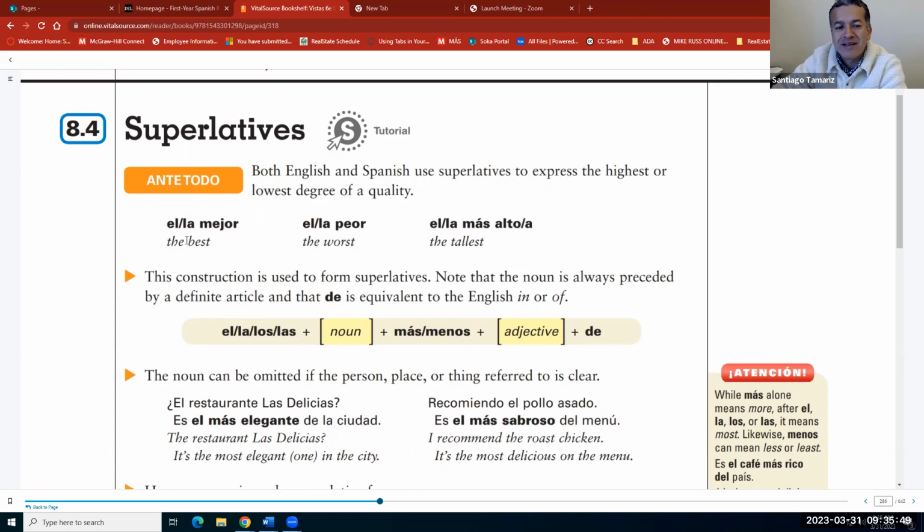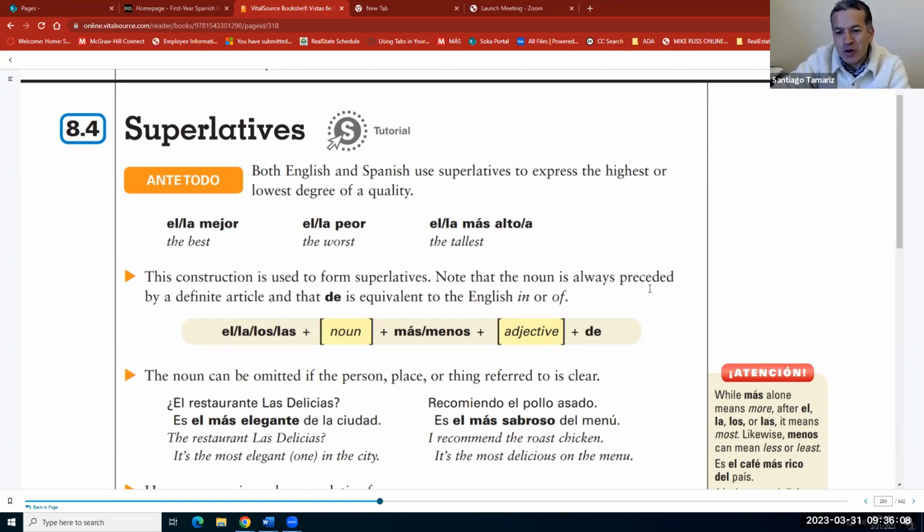Tenemos, the best, es el mejor o la mejor. The worst, el peor o la peor. The tallest, el más alto o alta. It depends on the gender of the noun that you're talking about. Let's see. This construction is used to form superlatives.